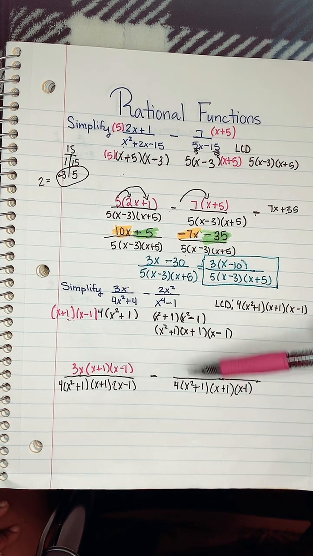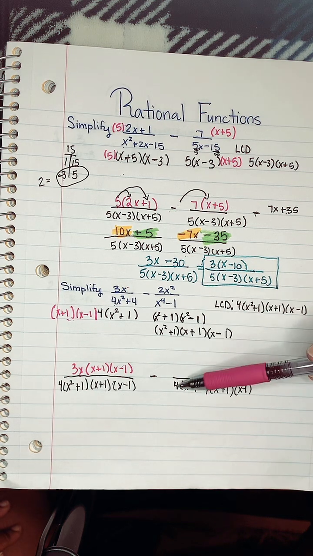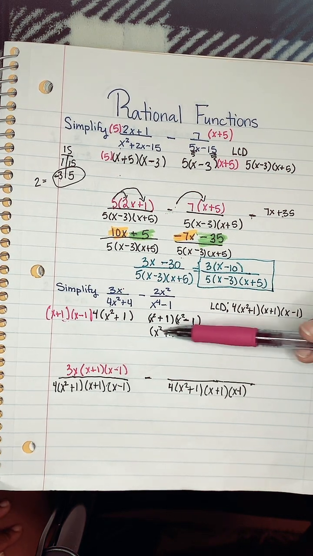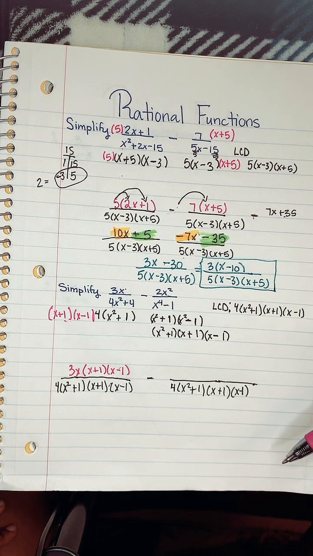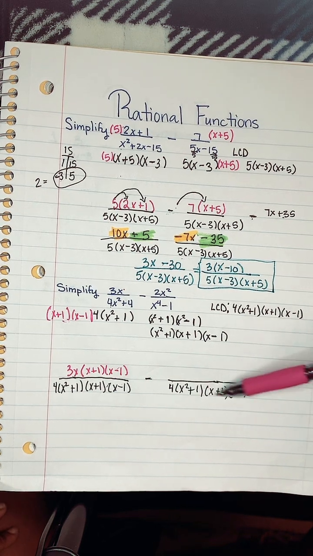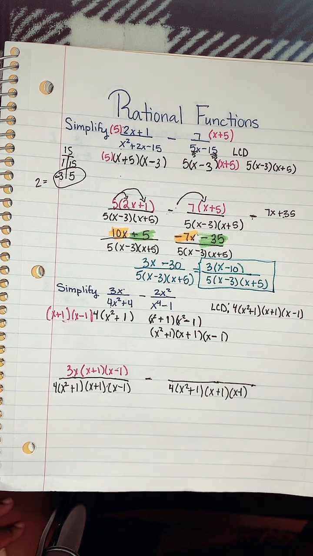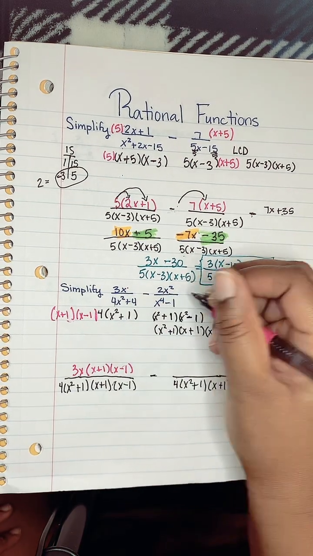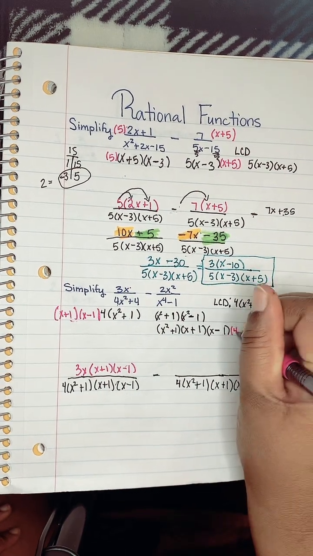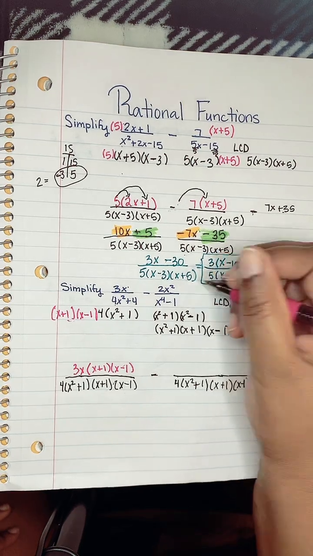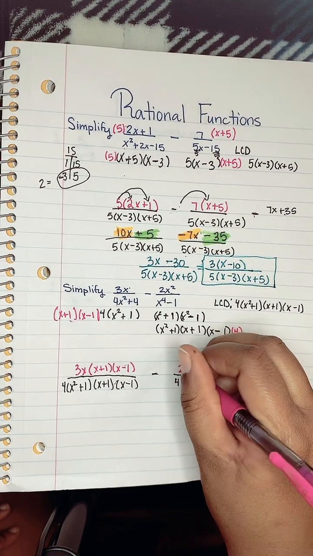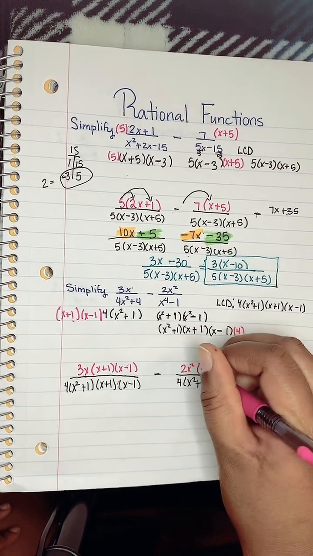What's missing from this right here that doesn't have it right here? Let me see in the chat. What's missing? 4. Love said 4. Good. Yes. So 4 is missing. So if we multiply 4 here, then we have to do it to the top. So we do 2x squared times 4.